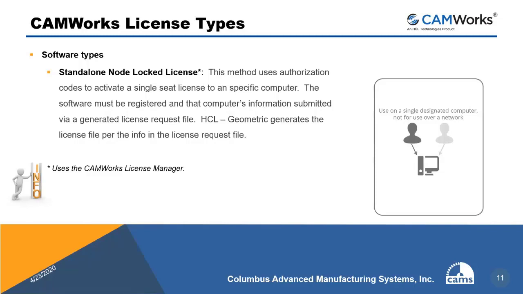So what is going on is, first you must use the CAMWorks License Manager to do a software license, including a standalone node lock. And that license request captures your MAC address, and they encrypt a code back to you in that license file. That license will only work on that given MAC address. And the standalone license is for a single designated computer, and it's not to be used over a network. It's for one computer, one PC, so that license will always work on just that one computer.